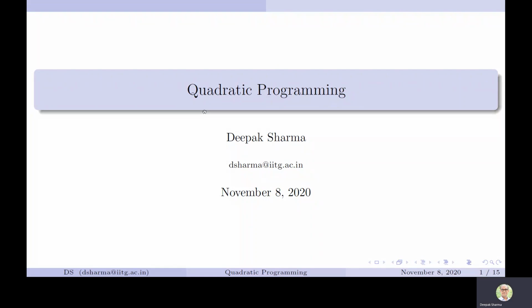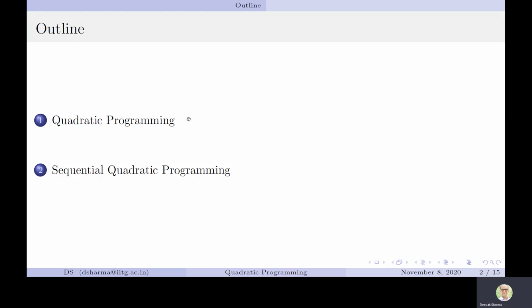We will now discuss quadratic programming for constraint optimization. In this lecture, we will understand how quadratic programming can be used to solve the constraint optimization problem, and the procedure which we will understand in quadratic programming. We will use that procedure for making a method called sequential quadratic programming. In short, this is called SQP.